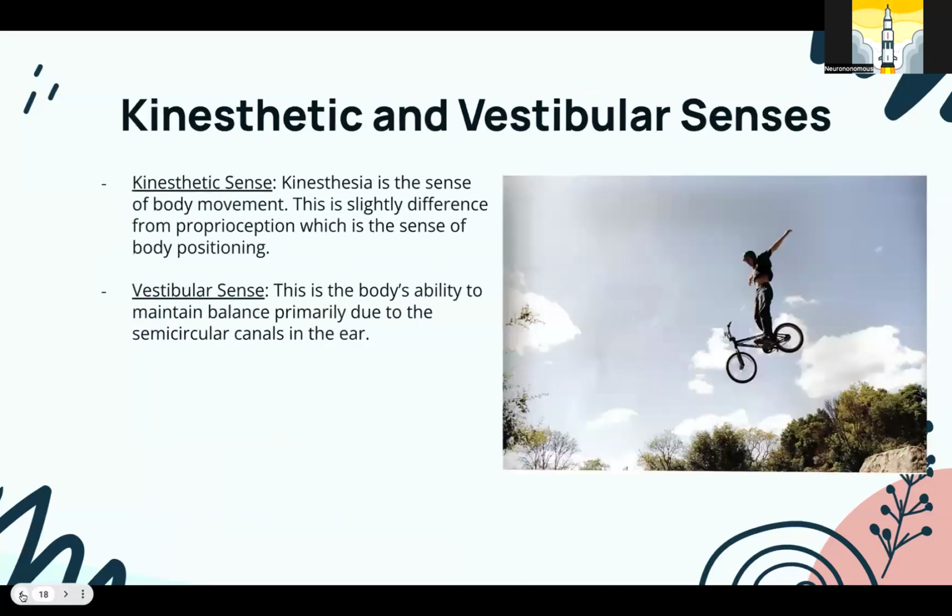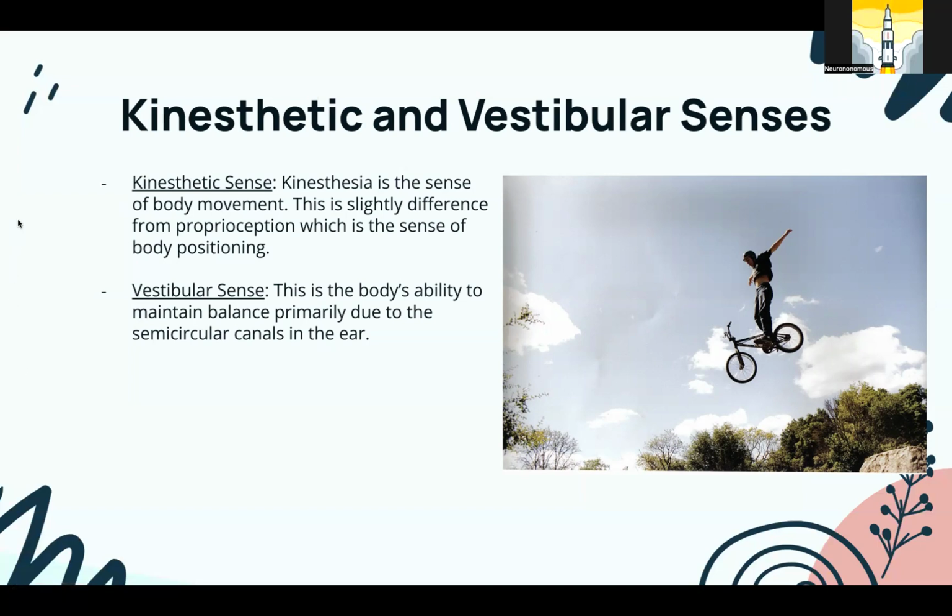All right. And lastly, we're going to talk about the kinesthetic and vestibular sense. So the kinesthetic sense is a sense of body movement. And it's important to recognize that this is different from proprioception, which is a sense of body positioning. That's an example of mechanoreception. And we also have vestibular sense, which is the body's ability to maintain balance. And we know that's primarily due to the semicircular canals in the ear.